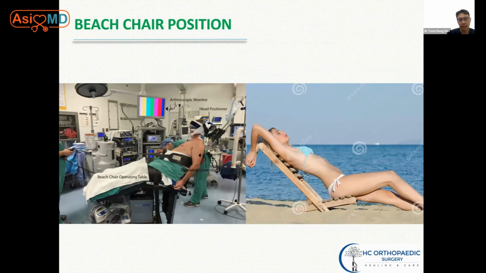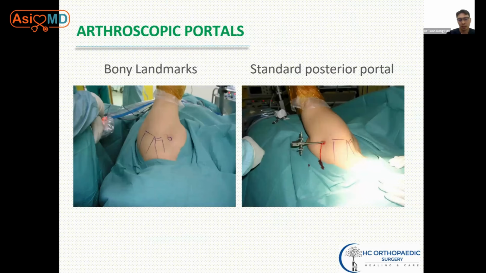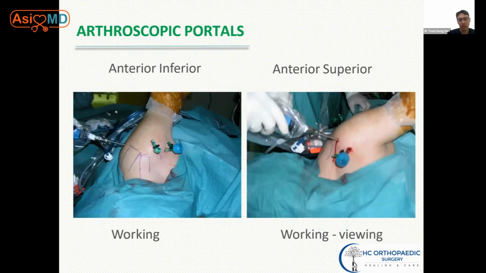We usually do the procedure either in a beach chair position, which is with the patient with a semi-recline, or we do it in a lateral position. And this has the added advantage of being able to put some weight to track the shoulder to allow us to open up the space when we do the surgery. So we started off by identifying the bony landmarks after cleaning and draping. And then we first start off with the standard posterior portal to visualize the joint. And then we establish our anterior portals to work on the shoulder.